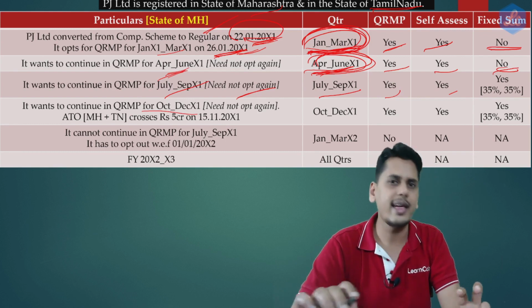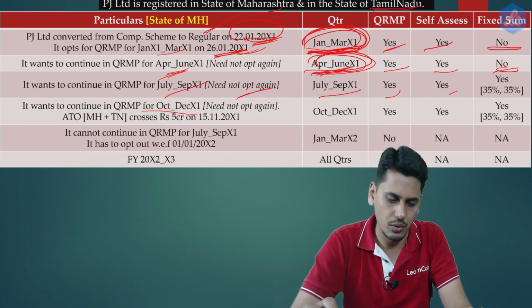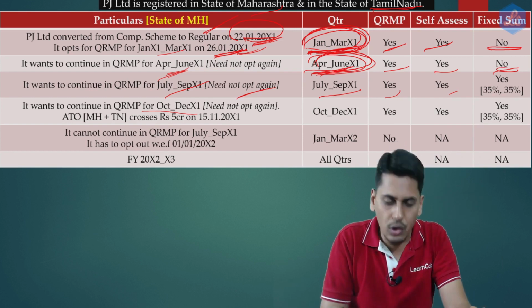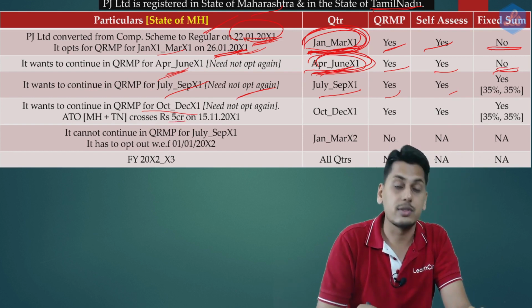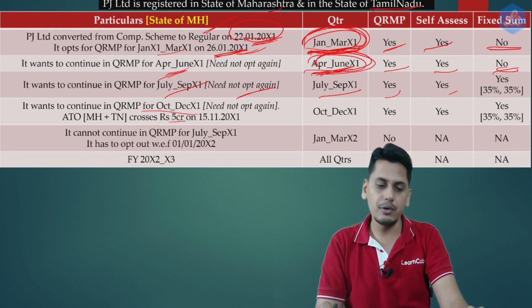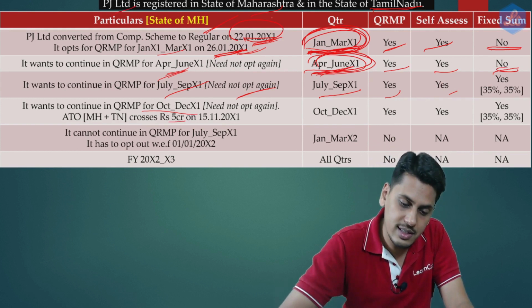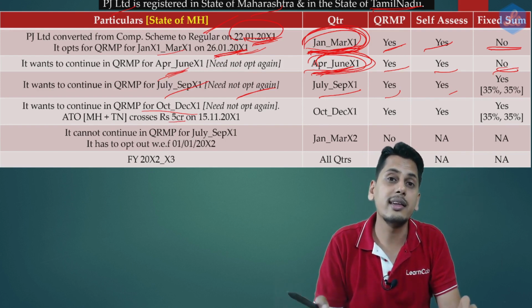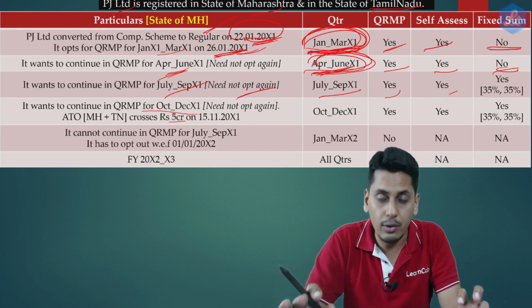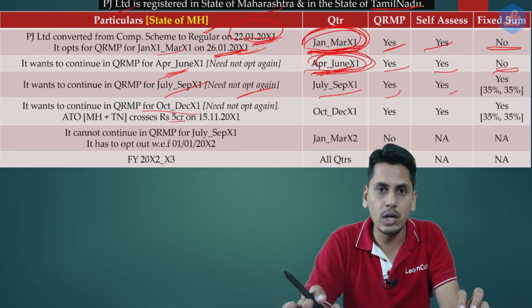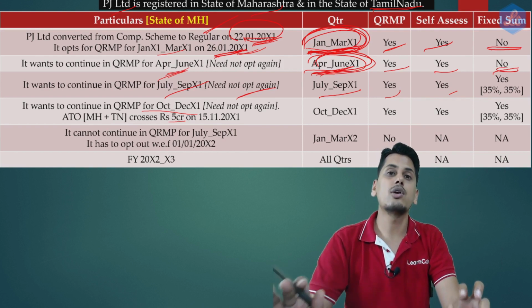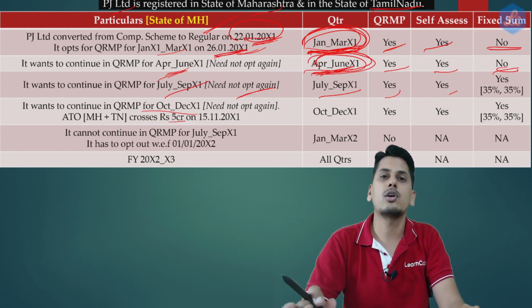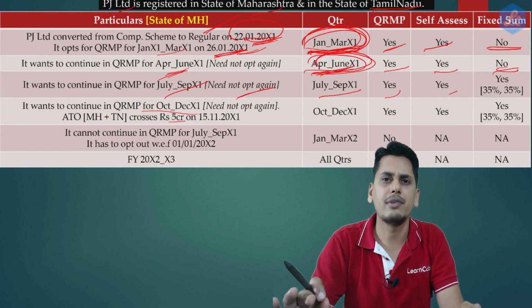Next, it wants to continue in QRMP for October to December as well. Should he opt in again? The answer is no, he can remain continued. But friends, it tells you the aggregate turnover crosses 5 crores. How are you going to compute aggregate turnover, friends? This PJ Limited is registered in Maharashtra and Tamil Nadu. You have to check the aggregate turnover of both these GSTNs, taking the turnover of both. So here the aggregate turnover crosses 5 crores on 15th of November.